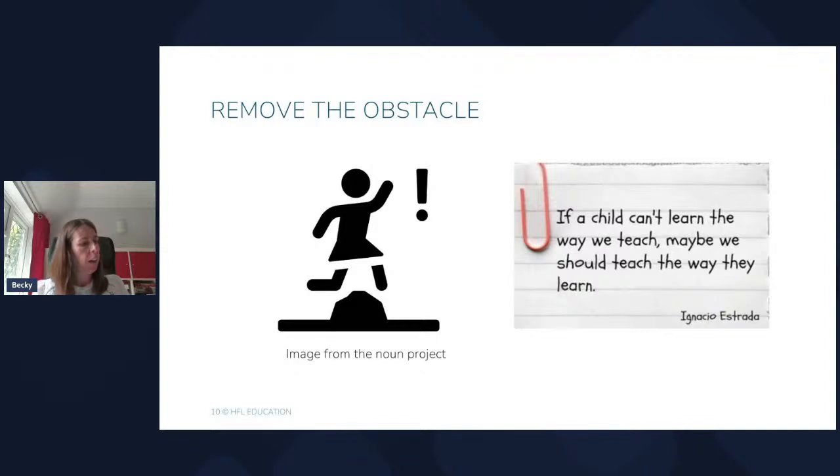For example, if we want the child to gather data and analyse data in a science investigation or in a maths lesson, but they struggle to use a ruler and draw a straight line, then let's provide them with the table to record that data. If we want them to find out about an aspect of Roman life or another time in history, but they struggle to read, let's pre-read a text with them.